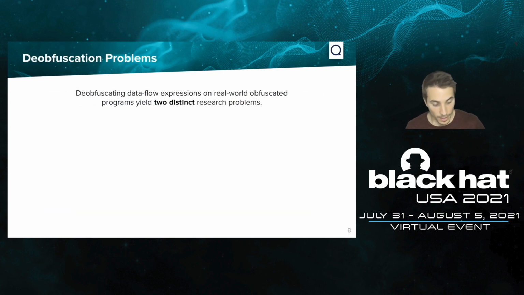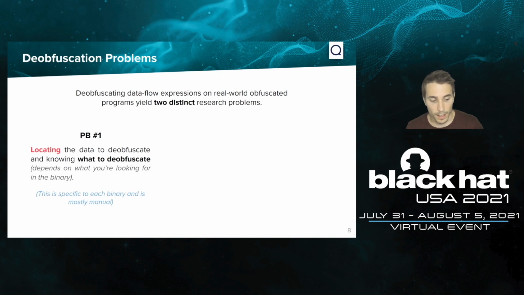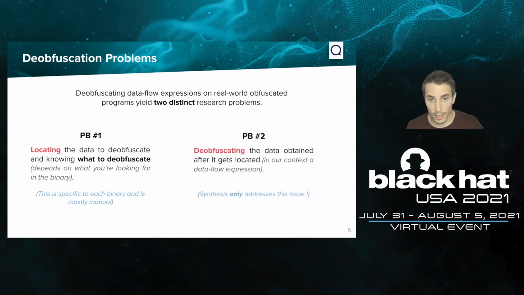So deobfuscation yields two distinct research problems. The first one is locating the data that you want to deobfuscate. And that's highly dependent on the targets that you're looking at, what you're looking for in the programs, what you want to attack or retrieve. So this is mostly manual, and this is also distinct for each target. And the second problem when you're deobfuscating programs is the deobfuscation itself.